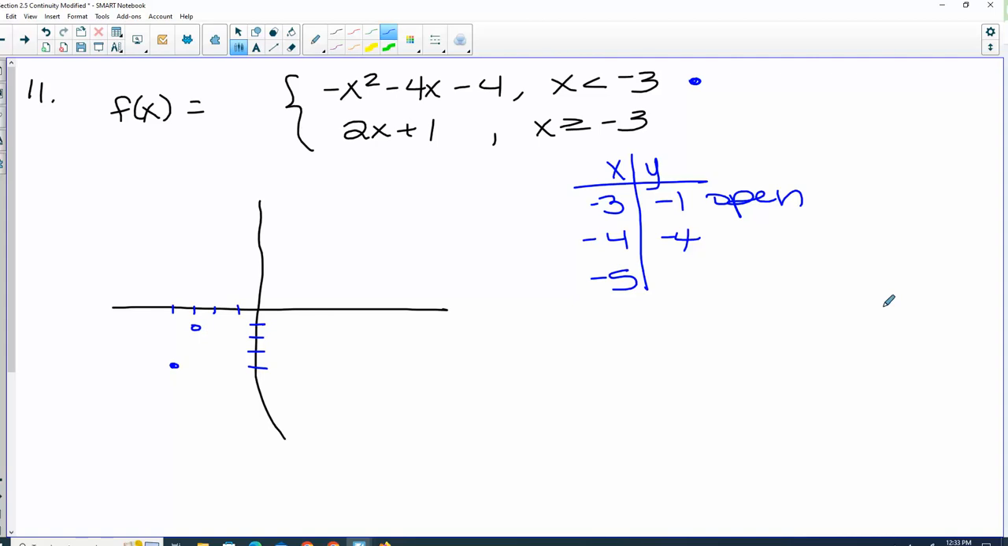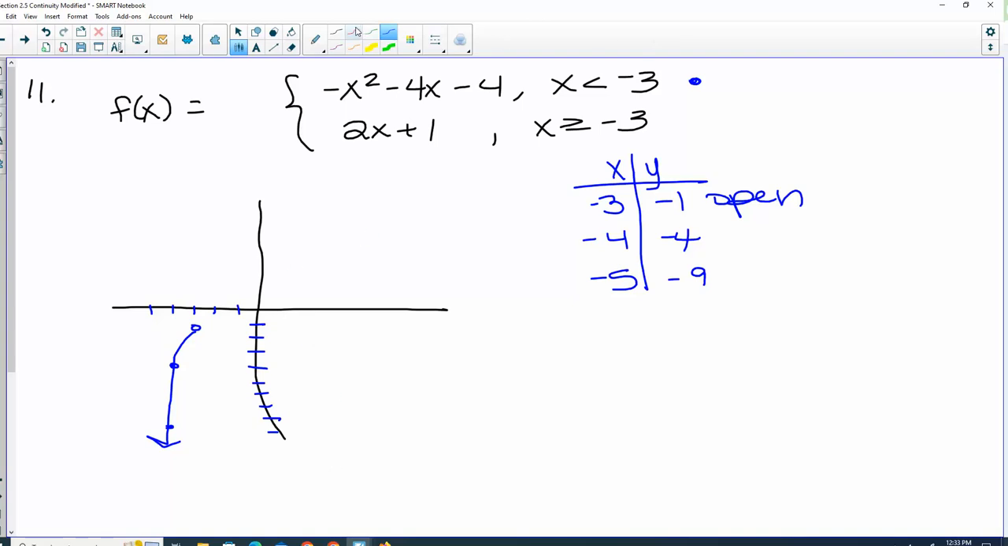And if we put in -5, we get -25 plus 20 minus 4, which is -9. Okay. So it looks like this.